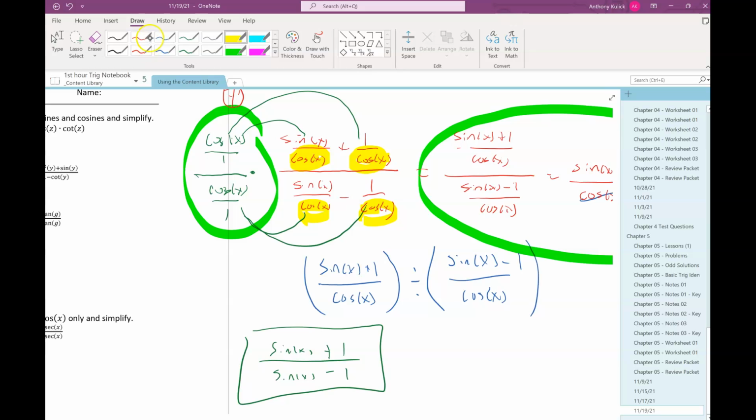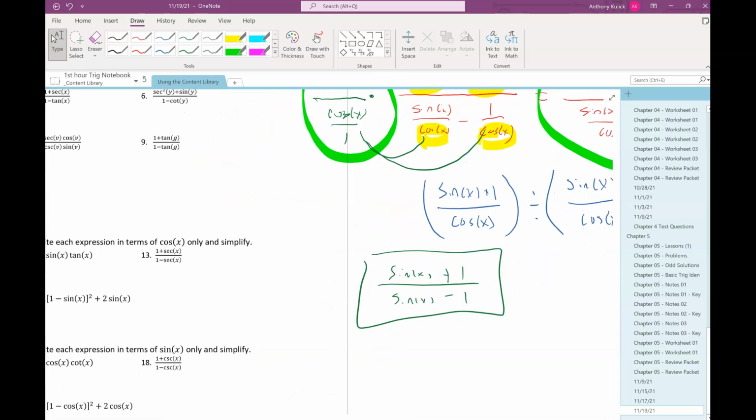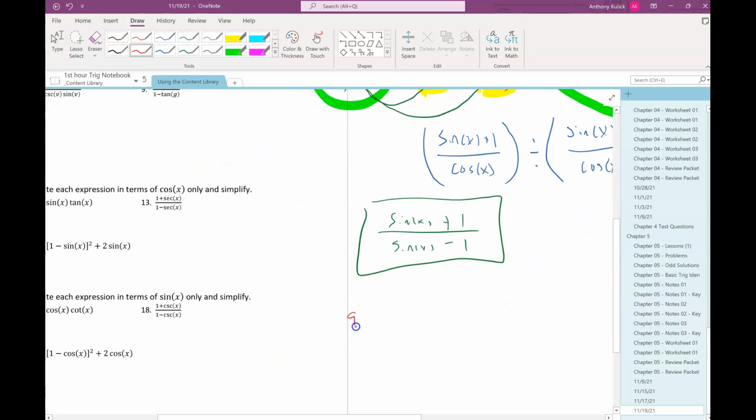Victoria, I saw your hand up earlier. Was there one that you wanted to talk about also? 9? Sure. So 1 plus tan x over 1 minus tan x.